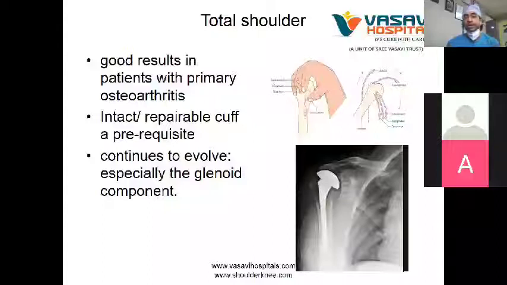Obviously, then again, as I said, for a total shoulder, let's recall this picture again. The balance of the deltoid as well as the rotator cuff is very important. So it's very important to have an intact cuff or a repairable cuff. So otherwise what happens? This happens. So you can see that this shoulder has failed because the rotator cuff was not intact and the surgeon did this. So there is a superior migration of the head, and then such a shoulder always fails.